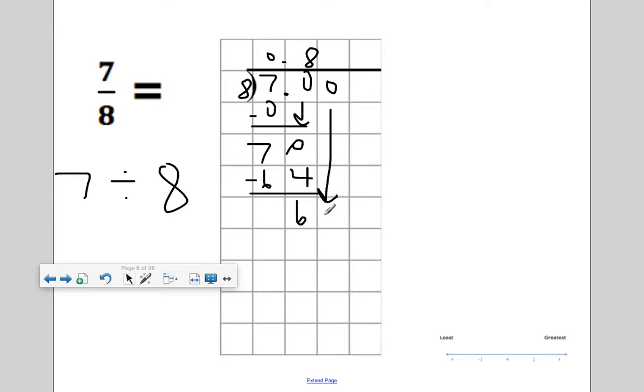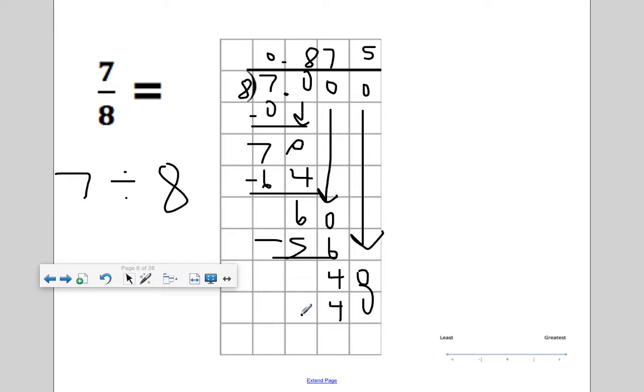So add another 0. How many groups of 8 go into 60? 8, 16, 24, 32, 40, 48, 56. That's the 7th multiple of 8. 60 minus 56 is 4. Are we done yet? Is this going to repeat or is this terminating? Let's try one more just to see. So far I don't see any deja vu or repeating. 40. Oh, it goes in 5 times. Yep, we're done. So it is a terminating decimal.